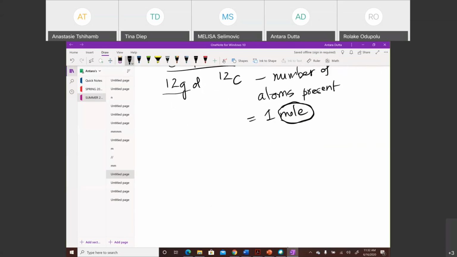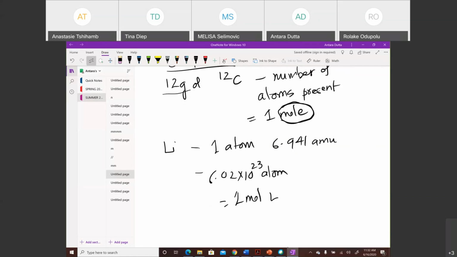So if you take lithium, for example, I'm taking any one element, you can take another element. Lithium, if you take one atom, it should weigh 6.941 amu, which is a very small unit. If you take lithium 6.02 times 10 to the 23 atoms, which is 1 mole of lithium, that should weigh exactly the same number, 6.941, but your unit is gram.